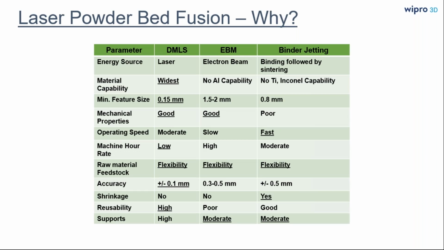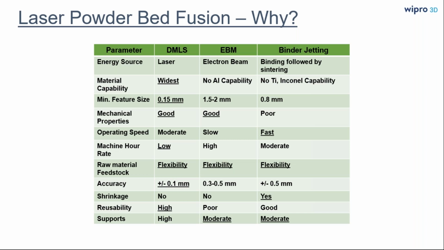And yeah, just again, a comparative analysis between all these three technologies. So as I mentioned, the energy source for DMLS is laser. For electron beam melting, it's the electron beam, and in case of binder jetting, it's the sintering. Material capability, again, it's the widest when it comes to direct metal sintering. As I mentioned, electron beam melting, we cannot process aluminum alloys or zinc magnesium alloys. And binder jetting, again, we cannot use it for titanium and exotic materials.